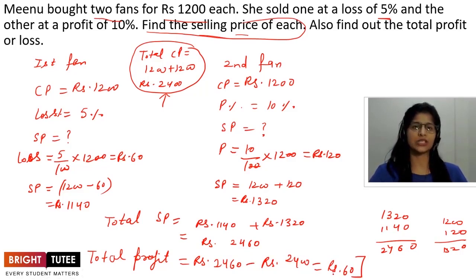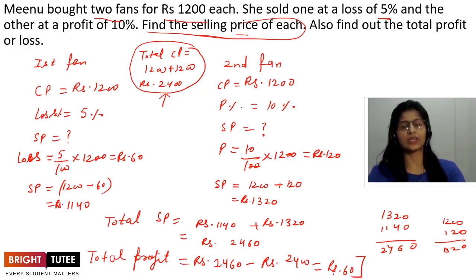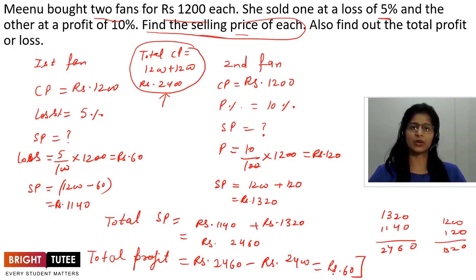Are you getting what the question said? What did the question say? The question says that Minu bought two fans. One is for rupees 1200, other one is also for rupees 1200. So we have written cost price of the first one and second one. Then the first one, or any of the fans, we are considering the first one, is sold at a loss of 5%, and another fan is sold at a profit of 10%.